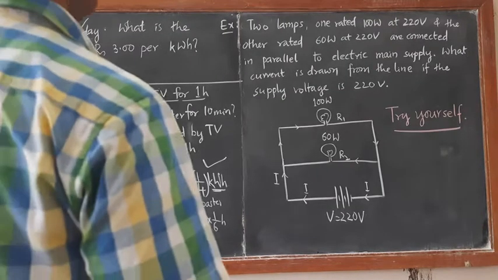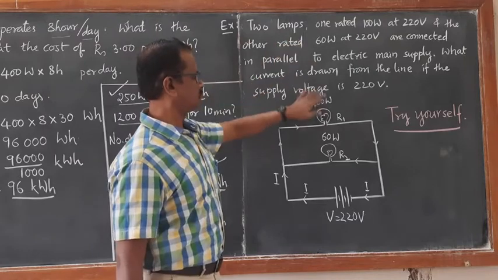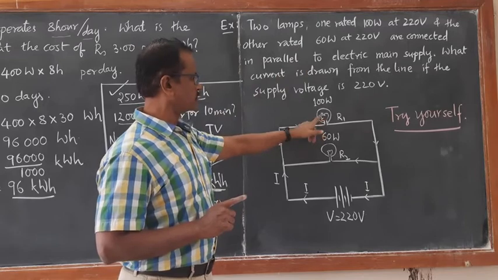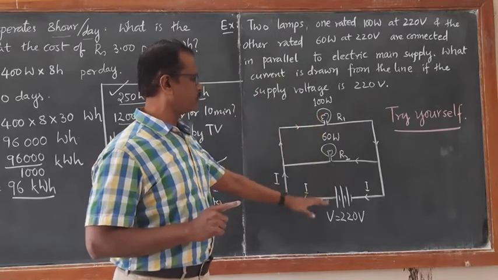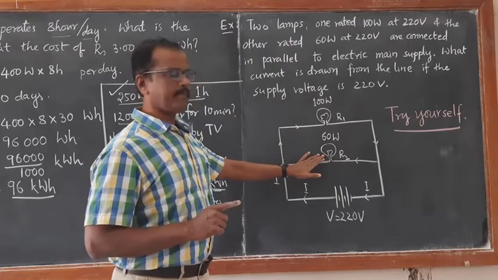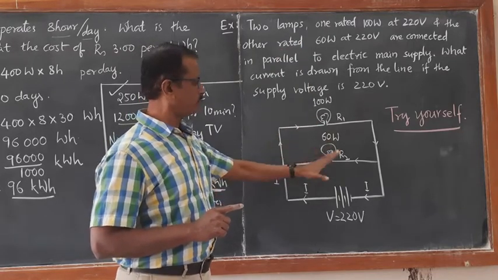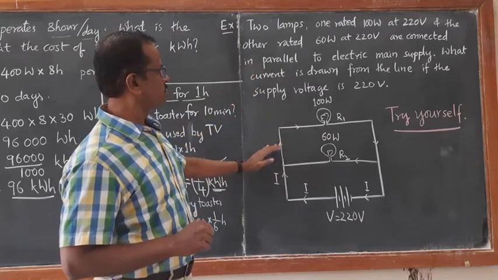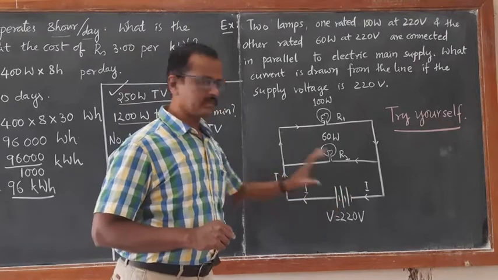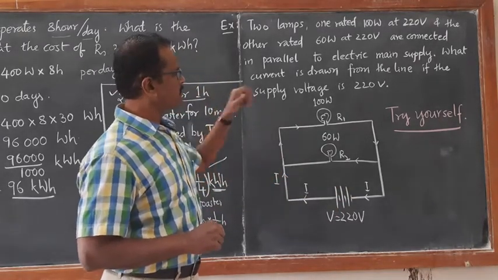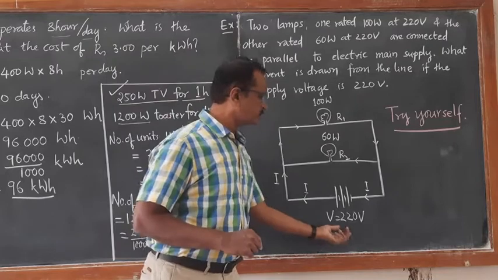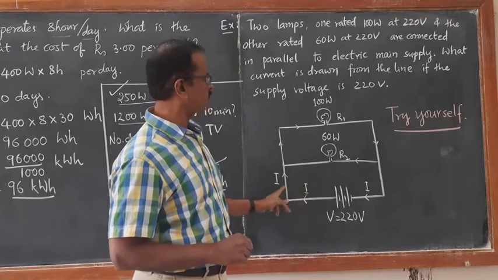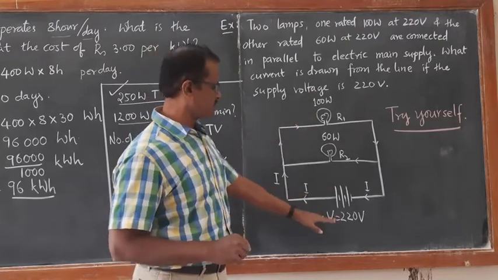Okay, look at this problem. There are two lamps, like two bulbs. One rated 100 watt, 220 volts, which can operate at 220 volts. Another one is a 60 watt bulb which can operate at 220 volts. They are connected in parallel to an electric main supply. The electric main supply voltage is 220 volts. What is the current drawn from the line? What is the total current I drawn from the line if the supply voltage is 220 volts?